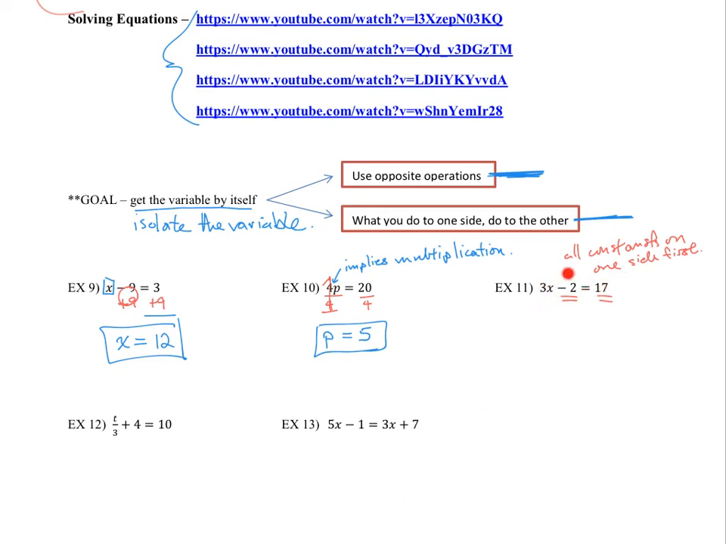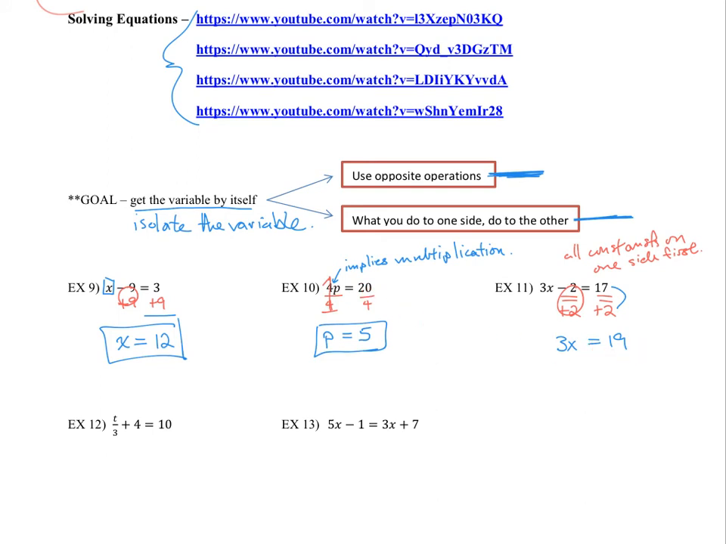That means we need to get rid of this -2. So I'm going to add 2 to both sides. That's how I'm going to cancel out the -2. And I will get 3x equals 17 and 2 is 19. Well, now this looks like the equation we did right over here. A number times a variable, yep, equals some other number, yep. And you know how to solve that.